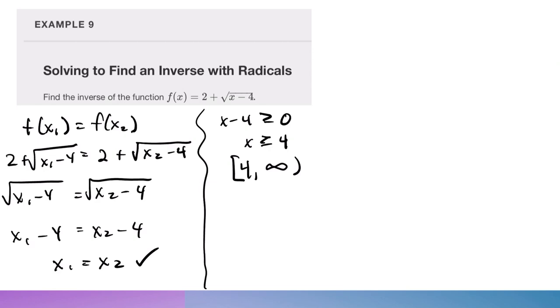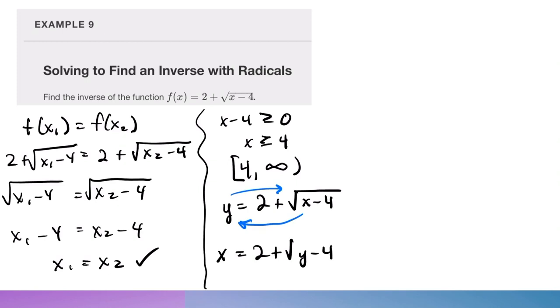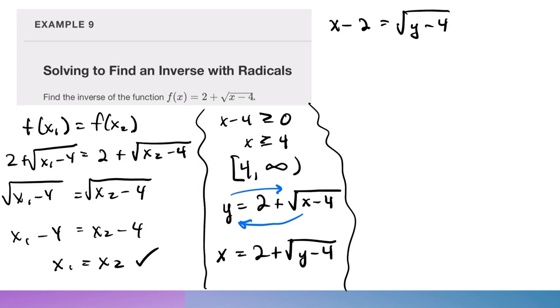So when we go to find the inverse, first we replace f of x with y. Then we switch the places of x and y. So now we're going to have x equals 2 plus the square root of y minus 4. Now if we solve for y, first we can subtract 2 on both sides. So we'll have x minus 2 equals the square root of y minus 4. We've isolated the square root, so now we want to square both sides.